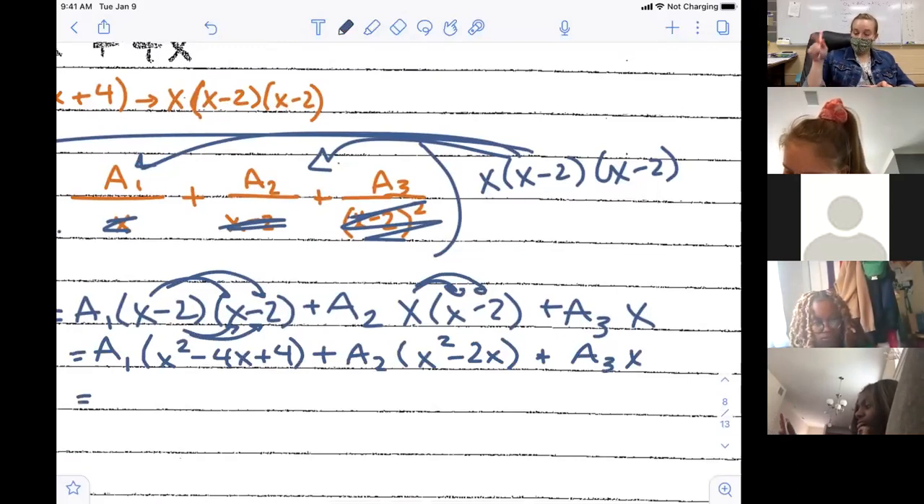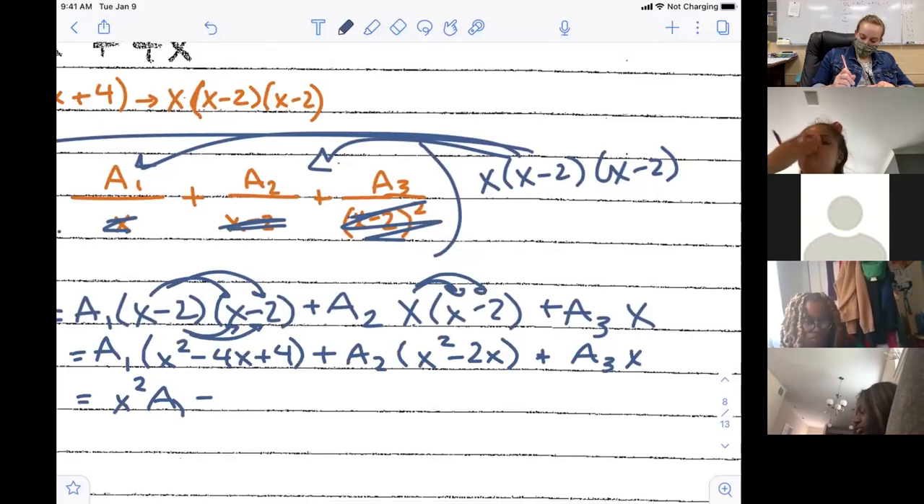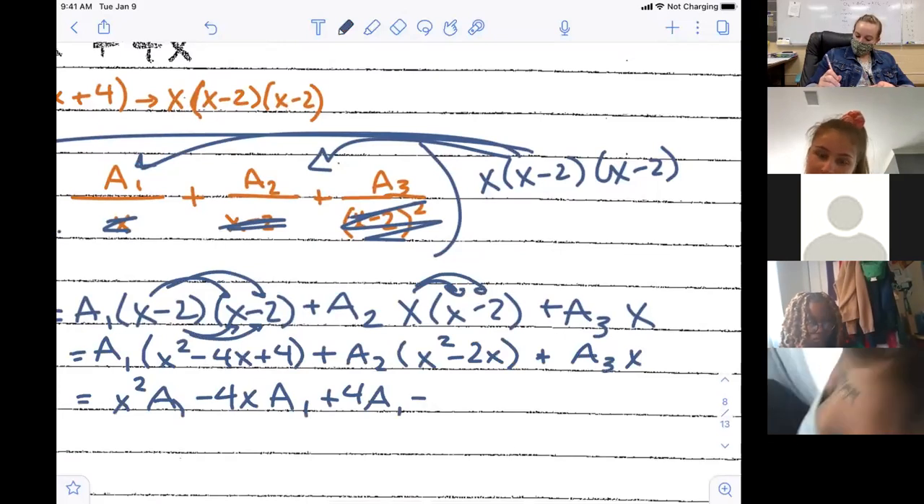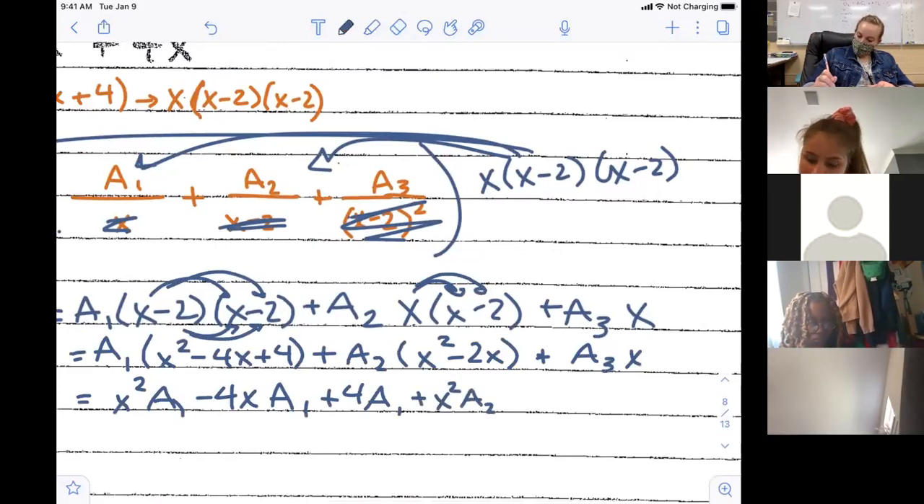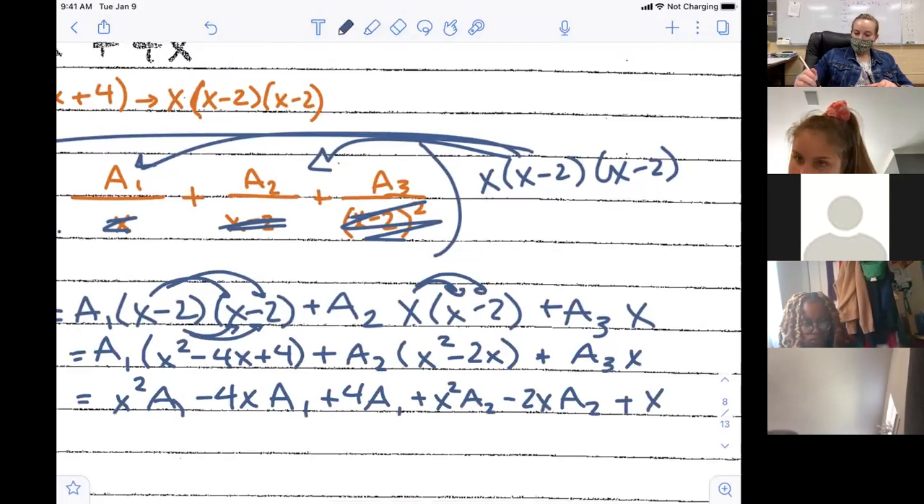I now get to distribute my a1 and my a2s to everything, and I'm going to put them last. So I'm going to put all the variables and all the coefficients before them. So I'm going to say x squared times a1 minus 4x times a1 plus 4 times a1. And then I've got x squared times a2 minus 2x times a2. And then I'm just rearranging a3x to be x times a3, just because I think that's simpler in my head. There's a lot of superscripts and subscripts, so be super careful with what you're writing.